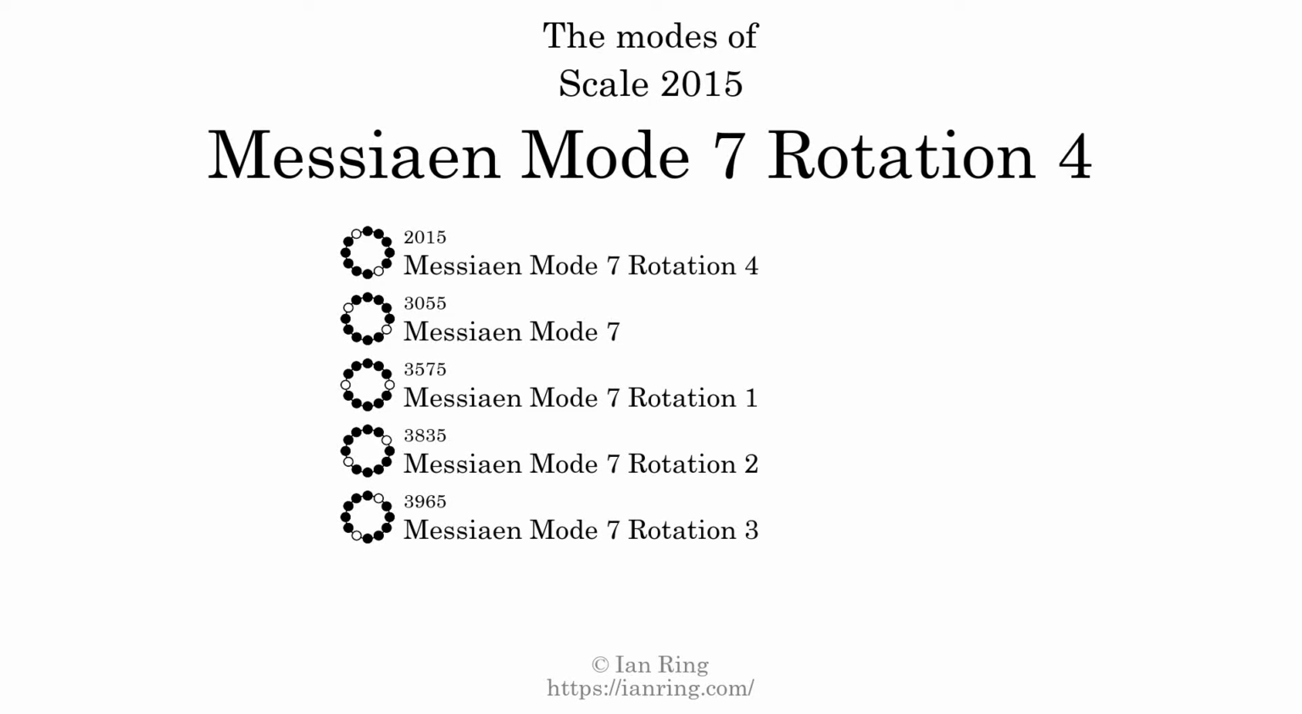The fifth and last mode is scale 3965, also known as Messiaen Mode 7 Rotation 3. It sounds like this.